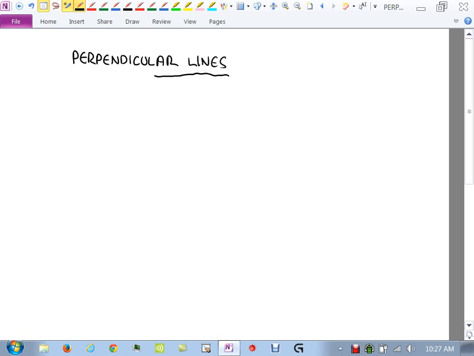Perpendicular lines. Parallel lines in two-dimensional space go side to side, right? They basically keep the same slope the whole time. Perpendicular lines cross each other, but they don't just cross each other. They have to cross at a perfect T. We call it a T, or a 90-degree angle.